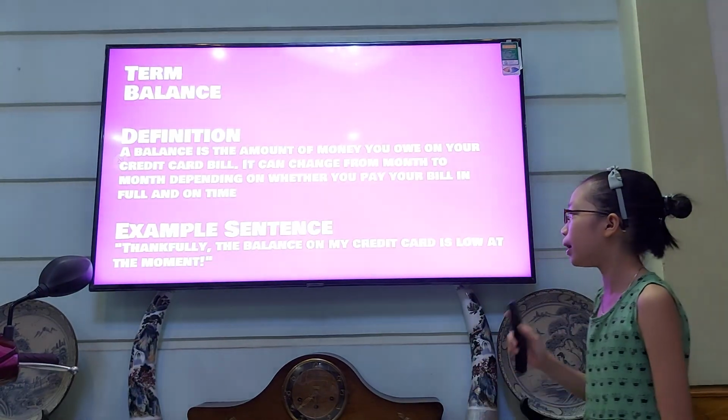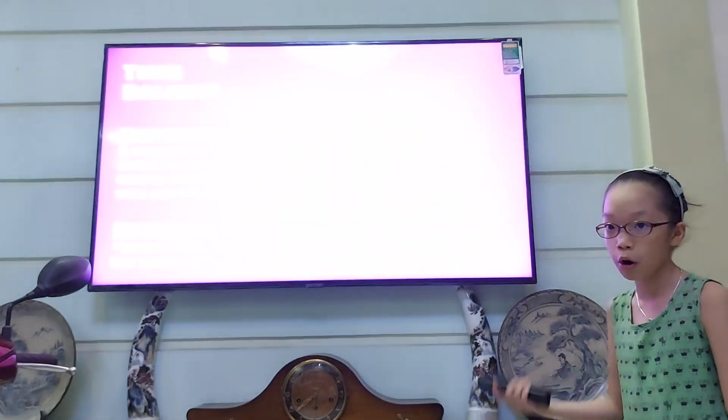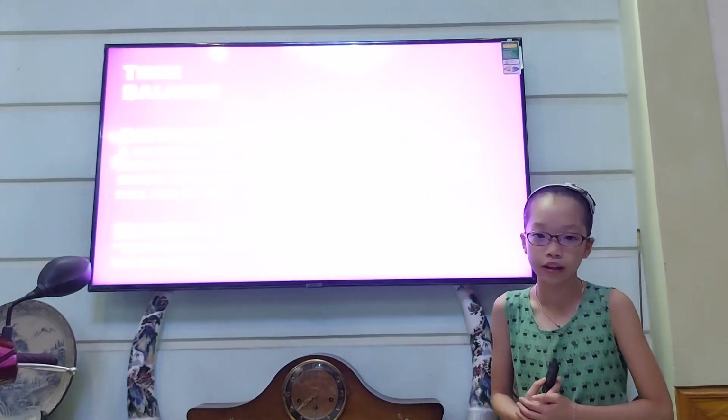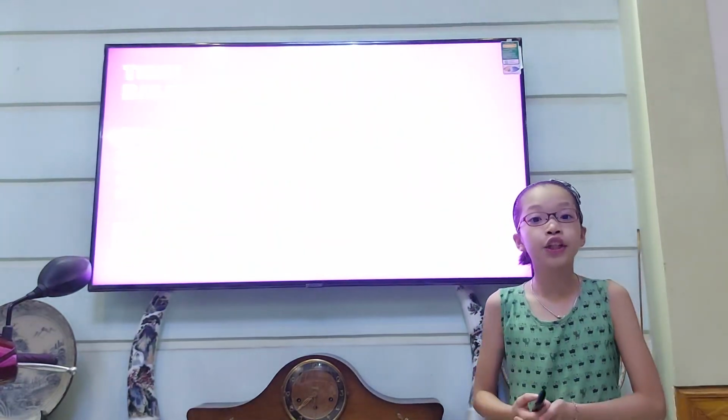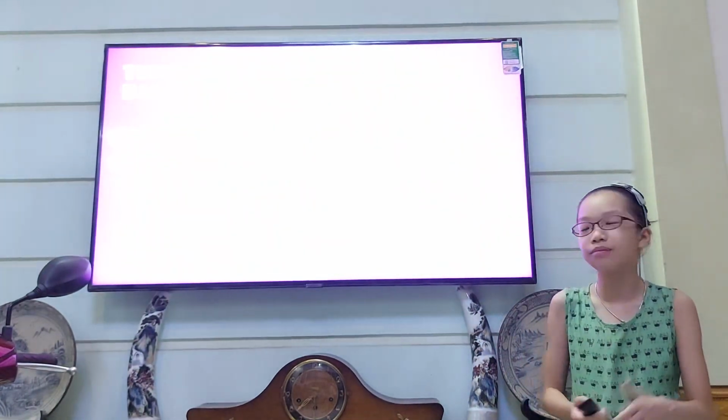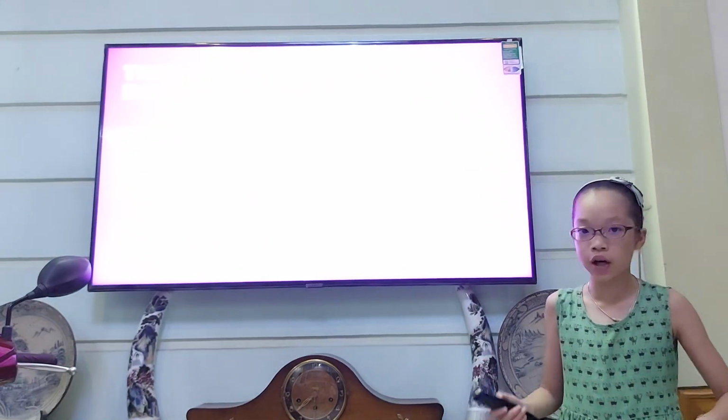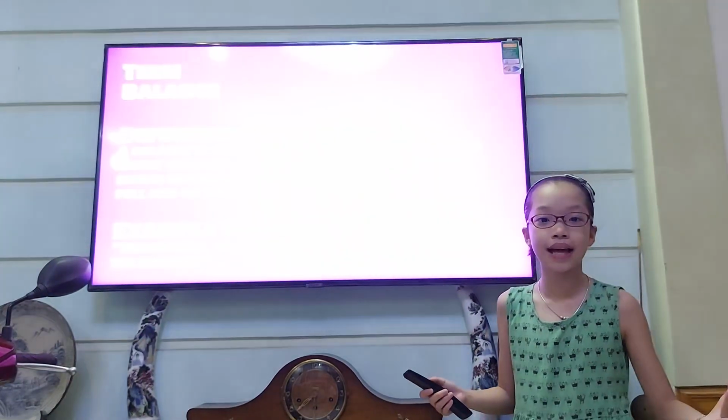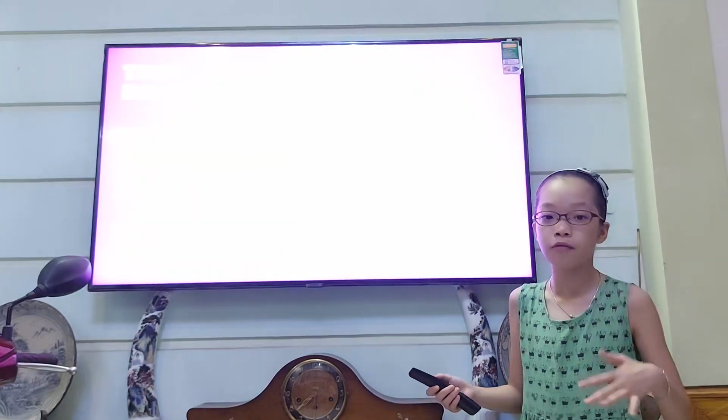"Thankfully, the balance on my credit card is low at the moment." The person says thankfully because at that moment she doesn't have enough money, so yeah, thankfully it's low at the moment. And if it's high, then she'll be in big financial trouble.